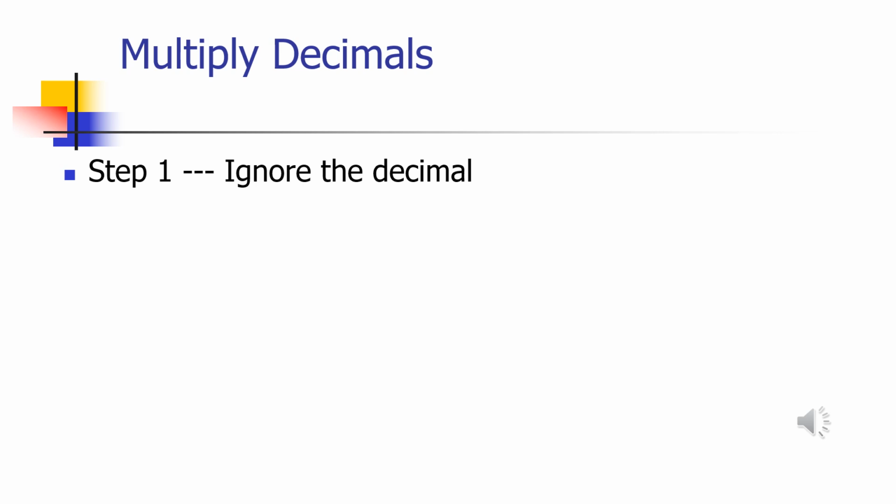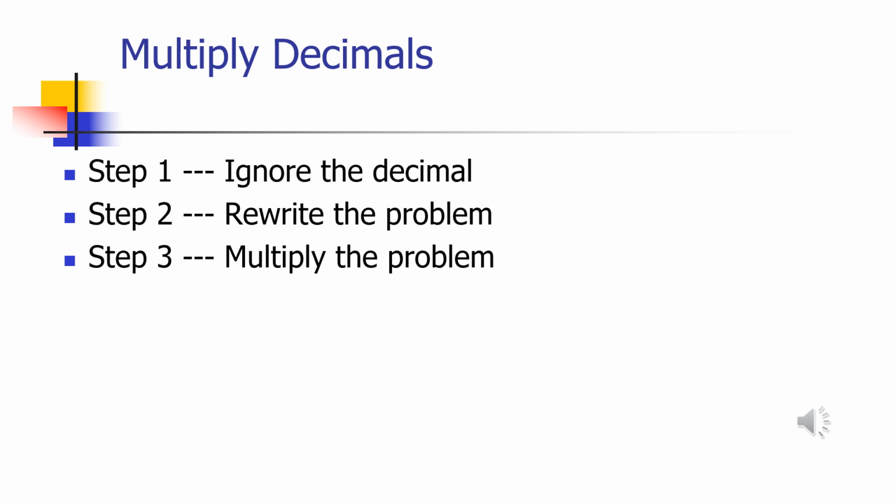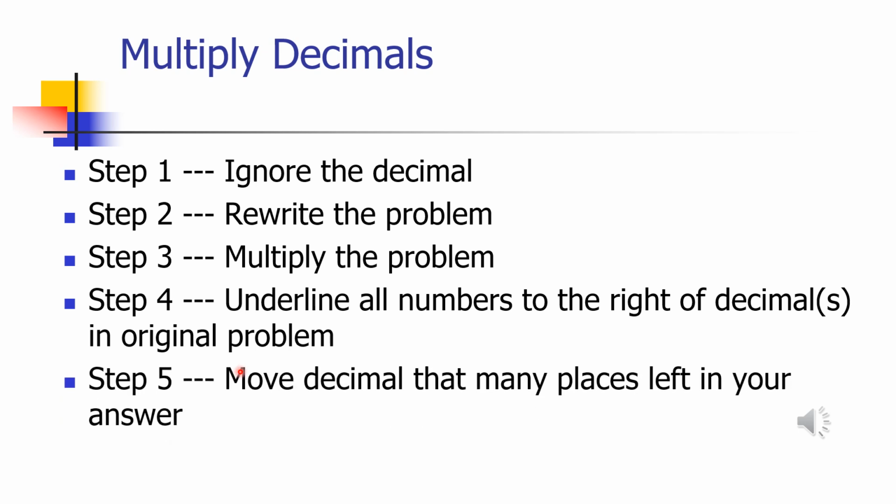Okay, so let's discuss the steps in multiplying decimals. Step 1, ignore the decimal. Step 2, rewrite the problem. Step 3, multiply the problem. Step 4, underline the number to the right of the decimals in the original number. Step 5, move the decimal that many places left in your answer.